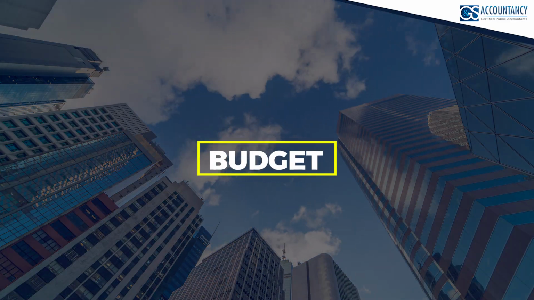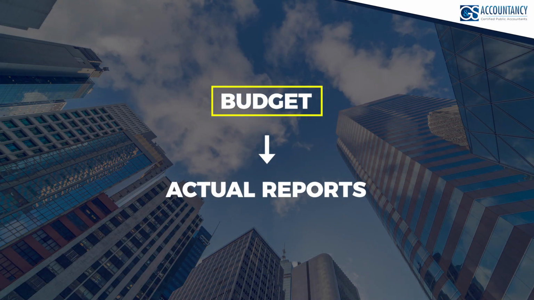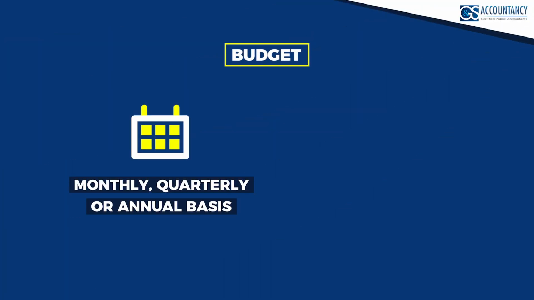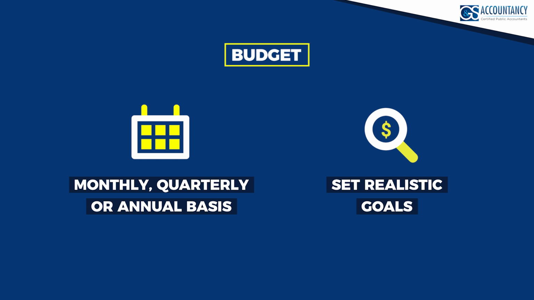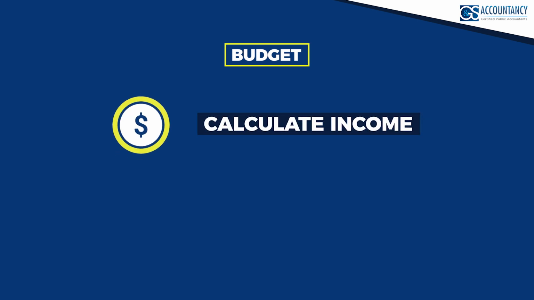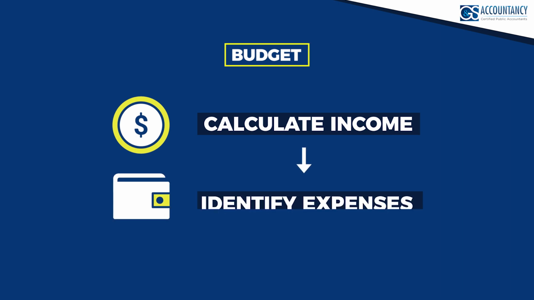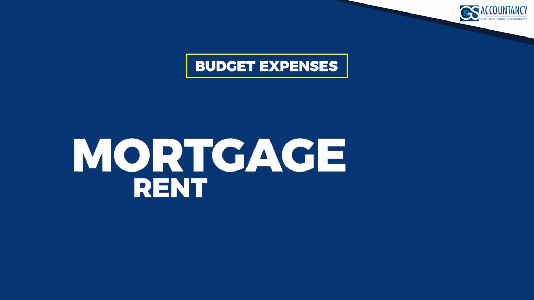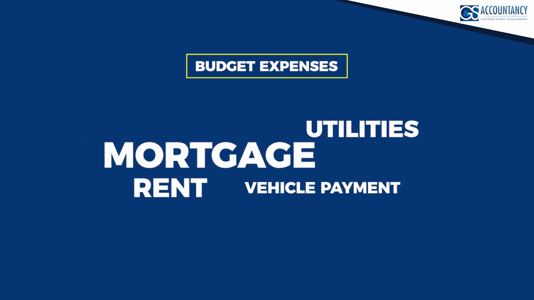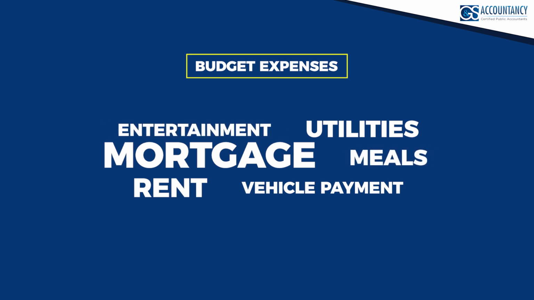This is called a budget. You compare the budget with actual reports. So on a monthly, quarterly, or annual basis, you will look at the costs that you want to control. You will set some realistic goals on your budget. So in your budget, you will firstly calculate your income. Then you would identify expenses. For various categories, you'll have many expenses, such as rent, mortgage, utilities, vehicle payments, or even meals and entertainment. So these are examples of some expenses.